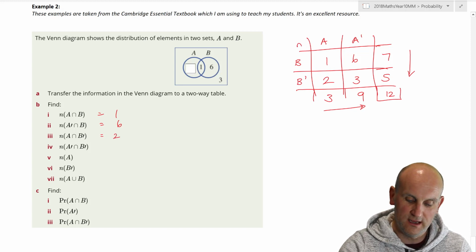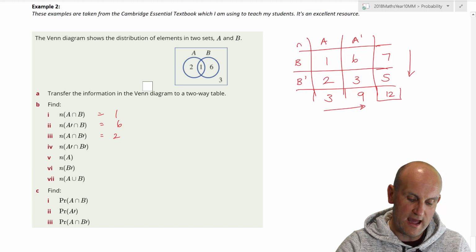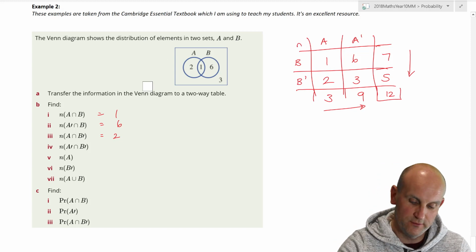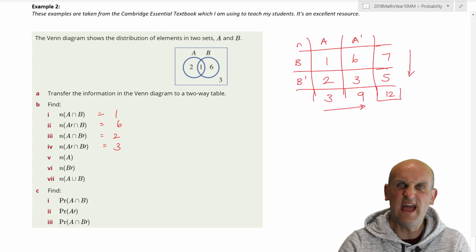God, I'm powering through this. The power of these tables. Not A and not B. That's what's not in any of them. Well, that must be 3 from that diagram there. Oh, what does this NA mean?